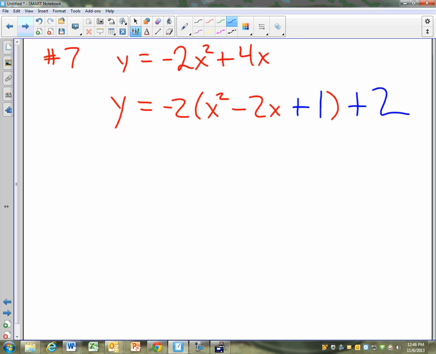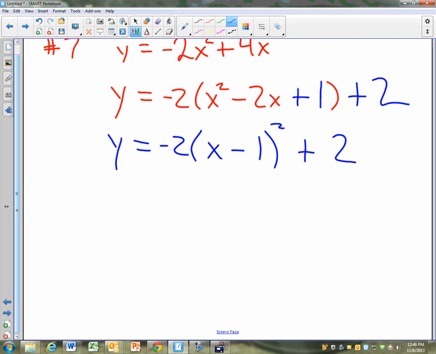Well, it's all completed. Now we just put it in completed square form. -2 times, what does that factor down to? X minus 1 quantity squared plus 2. I've got it. What's the vertex? It's shifted horizontally how many units? 1. Vertically? 2. So the vertex is 1, 2.